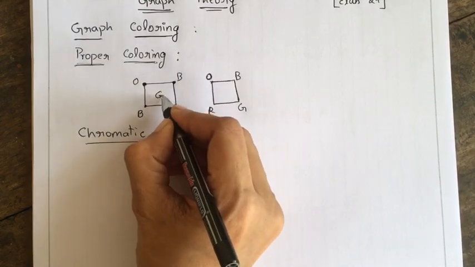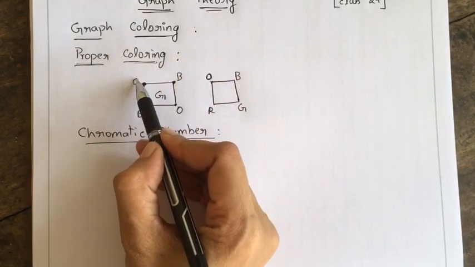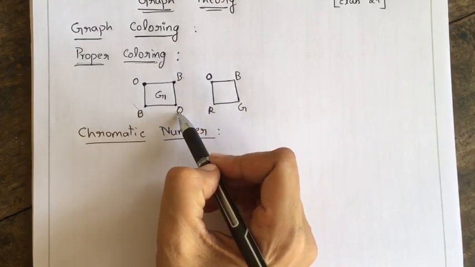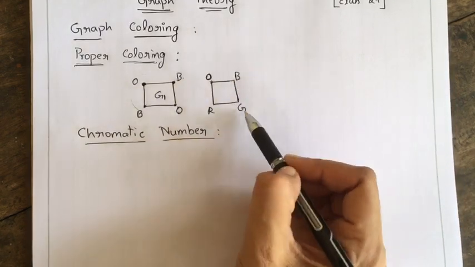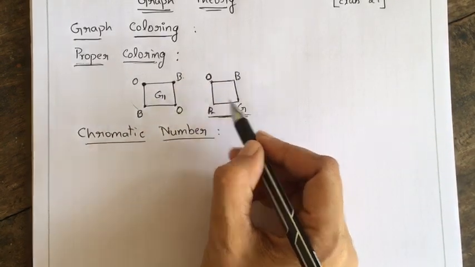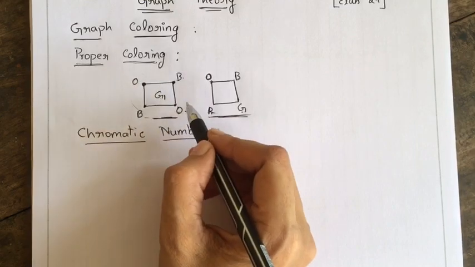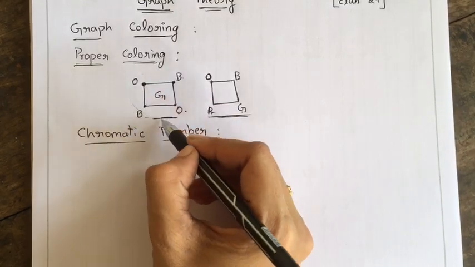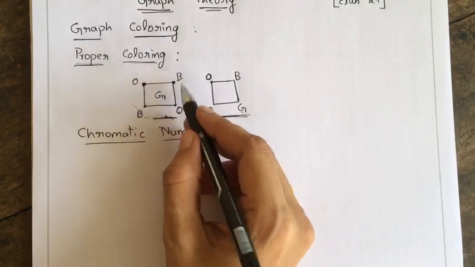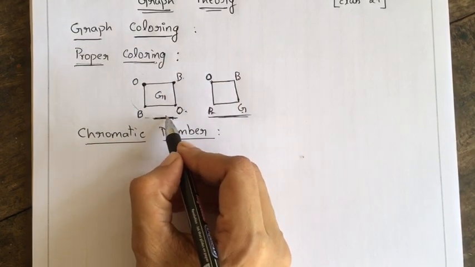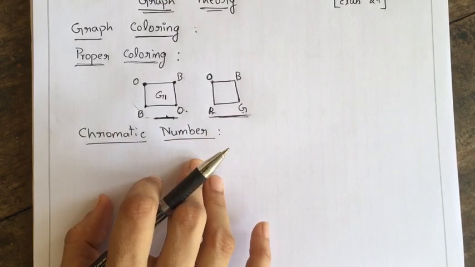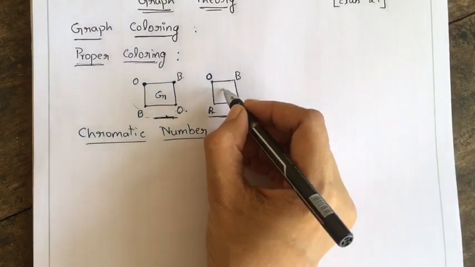See, when I take this graph G1, I have used only two colors, orange and say black. Here I have used orange, black, green, red. This is also properly colored but with the maximum number of colors. This is also properly colored with only two colors, meaning the minimum possible colors I have used. This is now properly colored with the minimum number of colors, that is only two. So that is nothing but the chromatic number. Chromatic number is the minimum number of colors used for proper coloring of a graph.